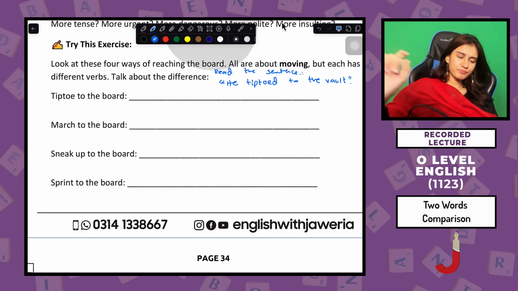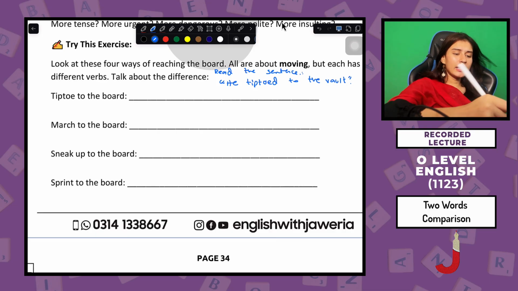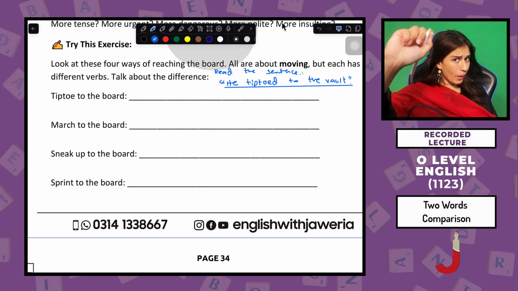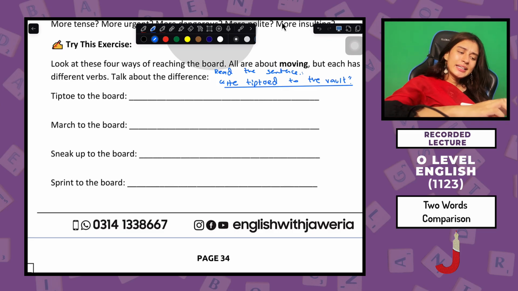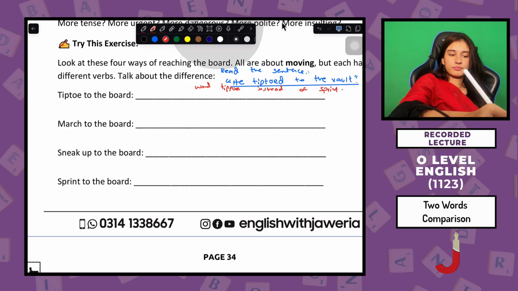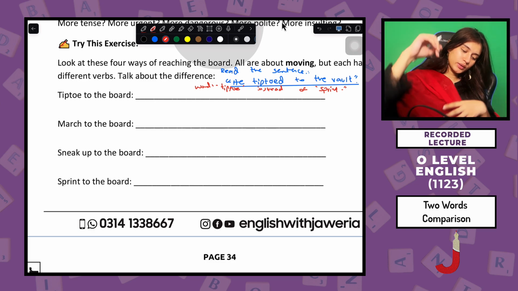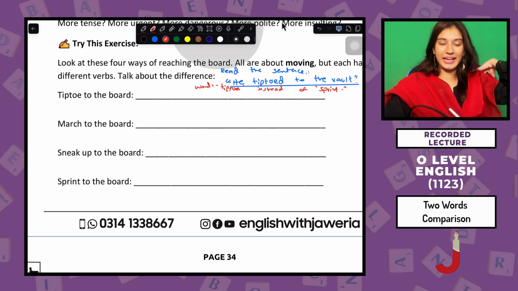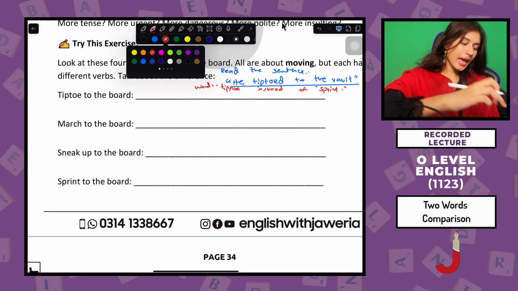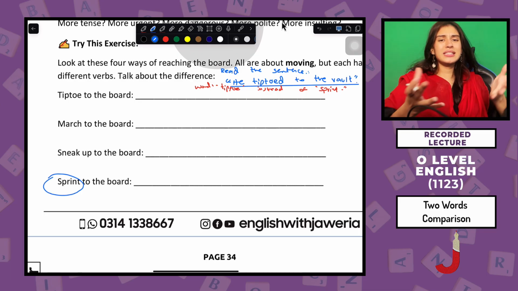That's tiptoeing. So basically, the question is read the sentence from the text, and the actual question is: why has the writer used the word tiptoe instead of the word sprint? Now, I hope you guys also know what the word sprint means. It comes from, like, a sprint race. So sprint basically means to run. So sprint means to run, and tiptoe, as we know, is like you're sneaking or something.